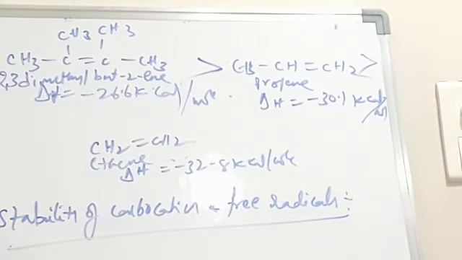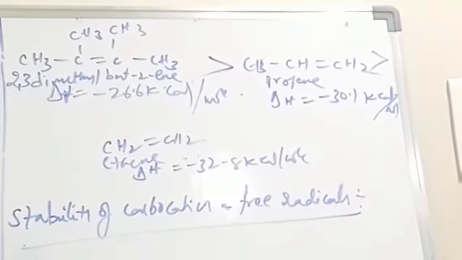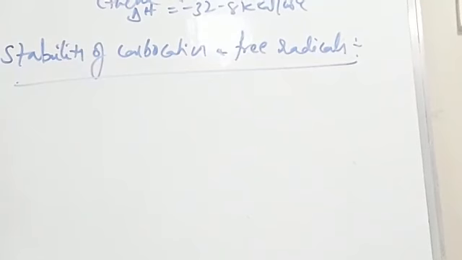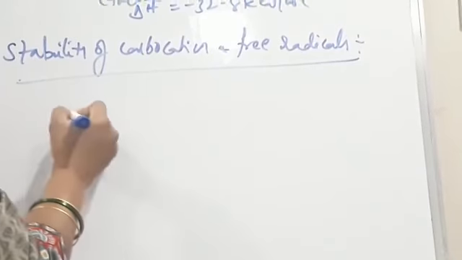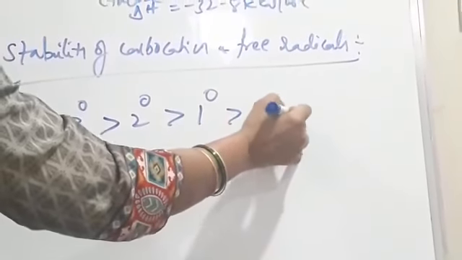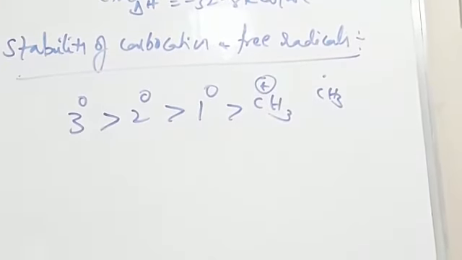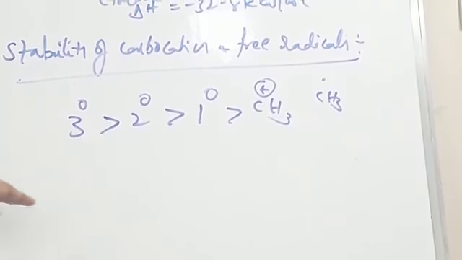Then stability of carbocation and free radical. I have already explained this concept. Stability of carbocation: the greater the number of alkyl groups on the positively charged carbon, the greater the hyperconjugation. The same thing is applicable for free radicals also. So for both we can give the hyperconjugation order: tertiary is greater than secondary, secondary is greater than primary, primary is greater than methyl, for carbocations or free radicals also. So the same trend.